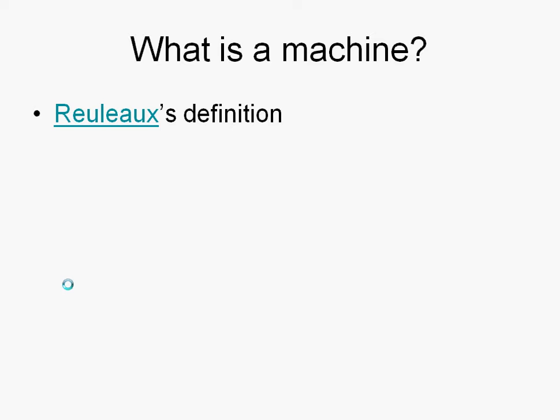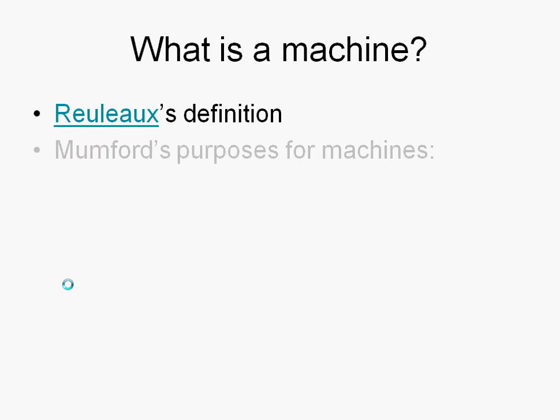And his definition of the machine is a combination of resistant bodies so arranged that by their means the mechanical forces of nature can be compelled to do work accompanied by certain determinate motions. And while this definition is interesting, and Reuleaux is definitely a leader in his field, this definition doesn't take us very far and definitely would fall short in light of today's machines.